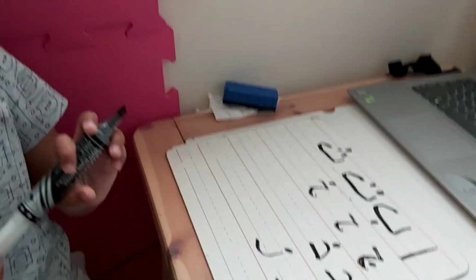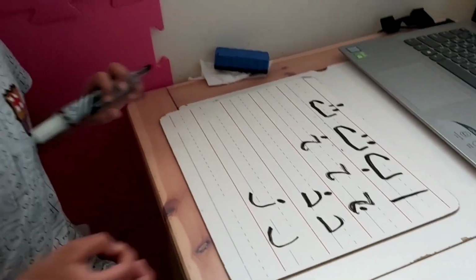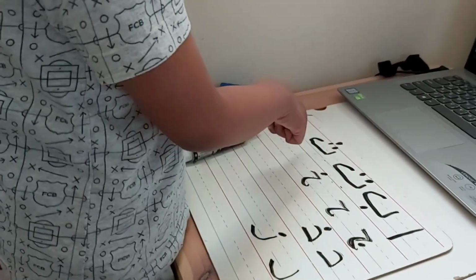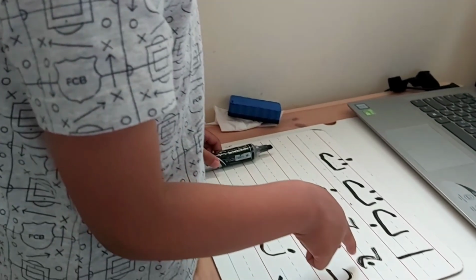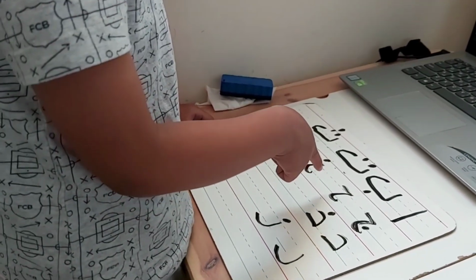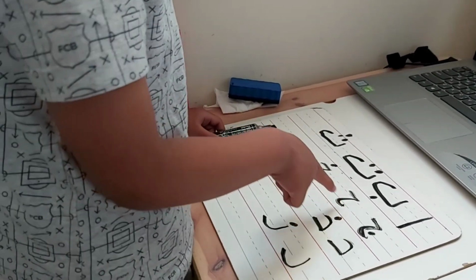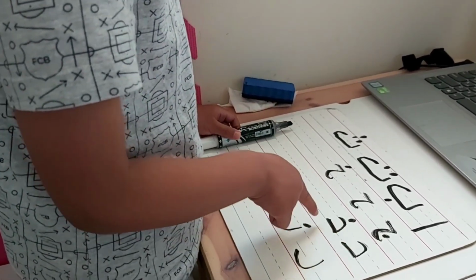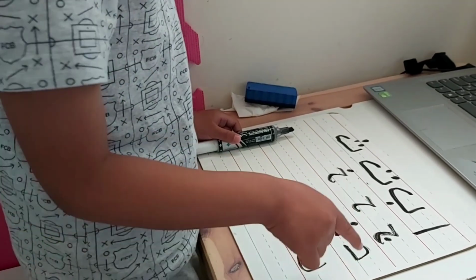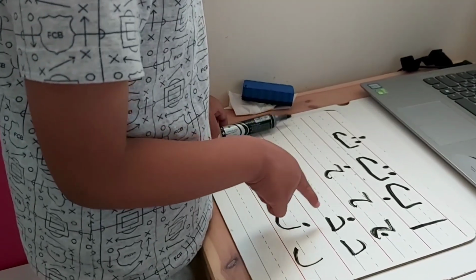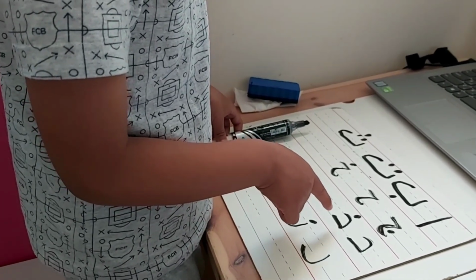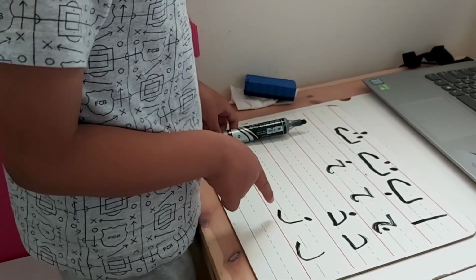Okay. How about reading it one by one? Alif, ba, ta, tha, ka. No, it's the J. Ja, ha, kha, da, dha, ra, za. Yay! Very good.